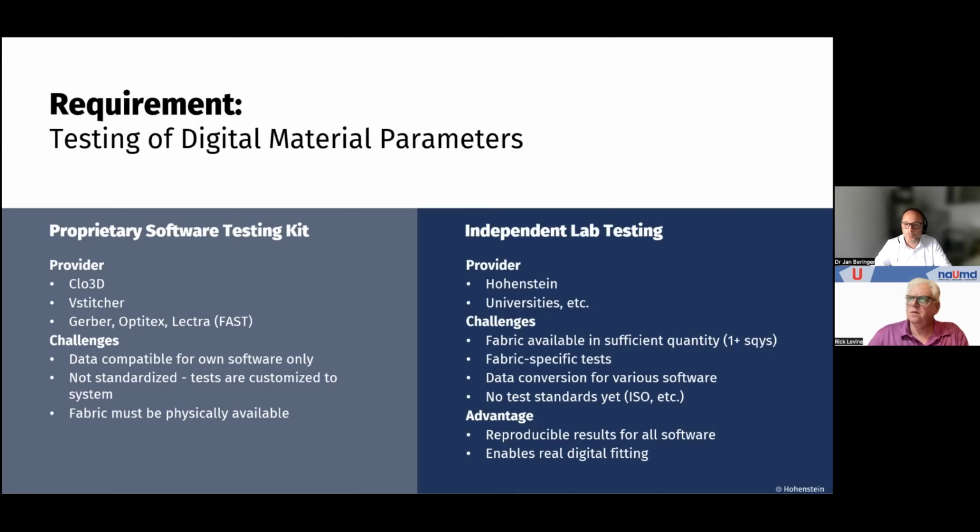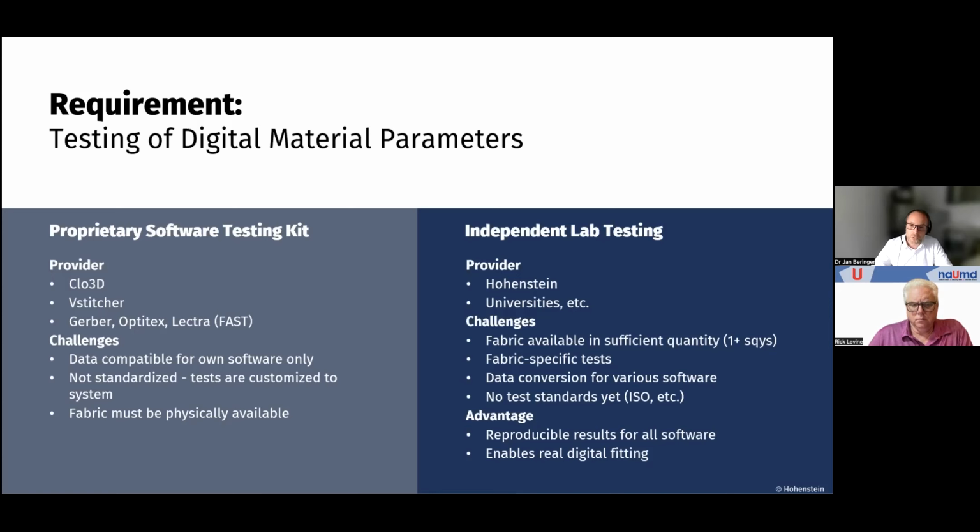The other option is independent lab testing. Hohenstein, for example, is one of the providers. Also here the fabric needs to be available in physical form, about 1 square yard. This is what we require. There are fabric-specific tests, and the data is converted for various software systems. So this is a more versatile approach. You can use independent lab testing for different software systems, not only for one.